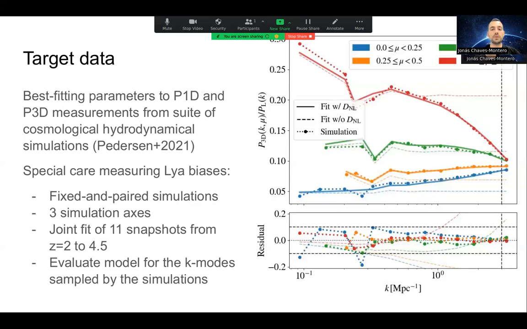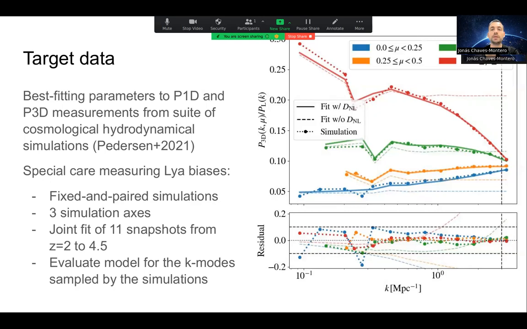And finally, we evaluate this three-dimensional model with these parameters using exactly the same k-modes that we measure from the simulation. So we know that we compare exactly the same things, and we don't have problems due to the limited number of modes, for example, that we have on large scales.